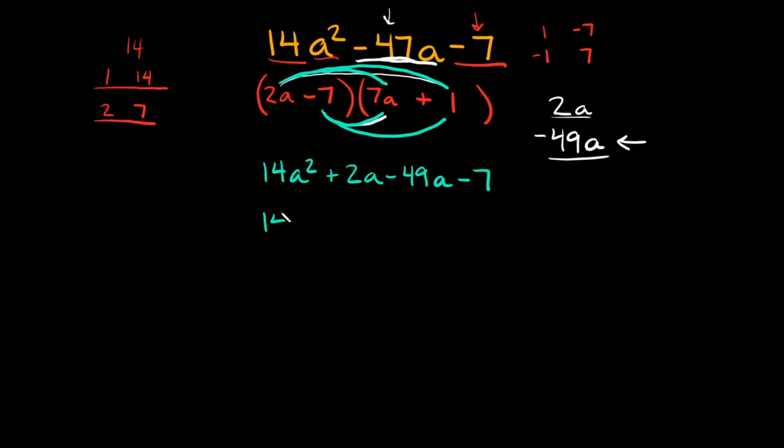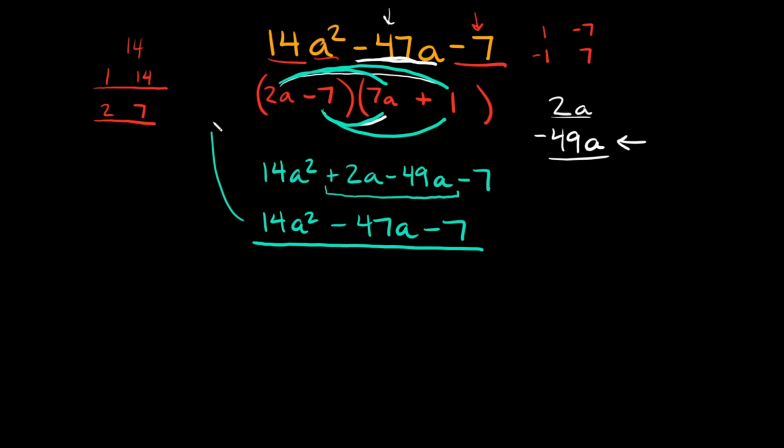So simplifying this, we're going to get 14a squared. And then this middle part right here, we can simplify, right? We can combine like terms. So positive 2a minus 49a is equal to negative 47a, right? Negative 47a. And then we have this minus 7 at the end, right? So as you can see, we wound back up where we started, right? So when we foiled it out, we got back to exactly where we started right up here, okay? So that means we factored this correctly right here.